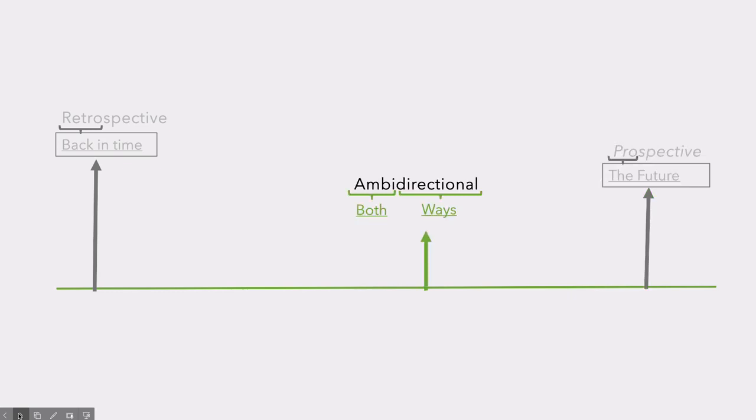So, again, retrospective, back in time. Prospective, going towards the future. And bidirectional, both ways. The 3 different types of cohort studies.